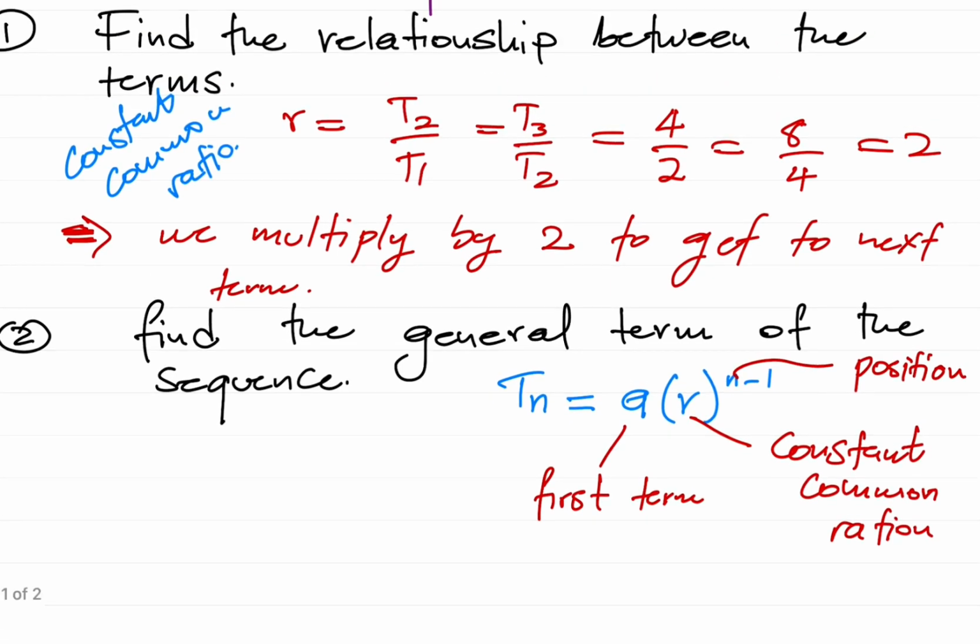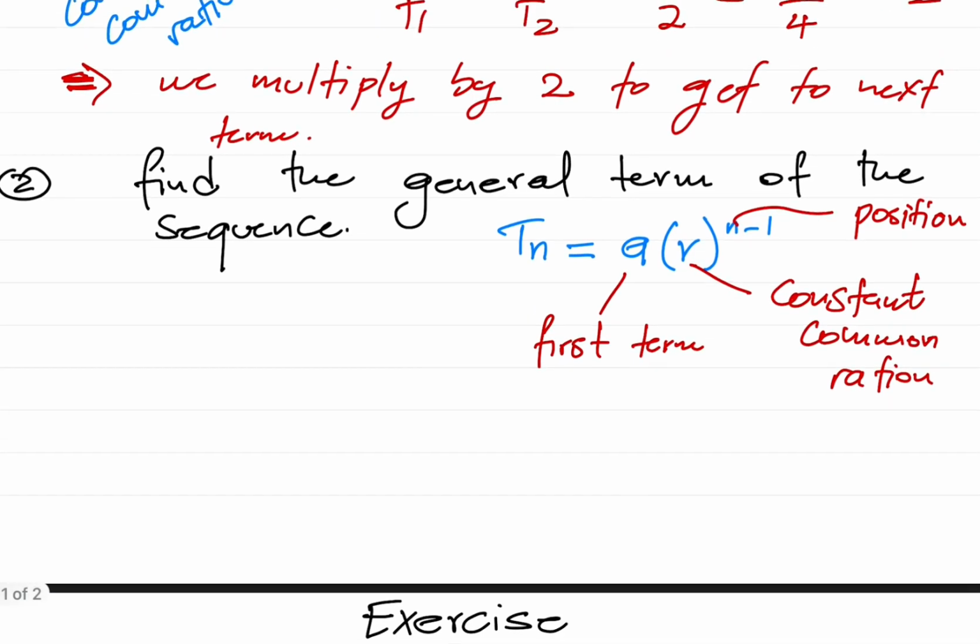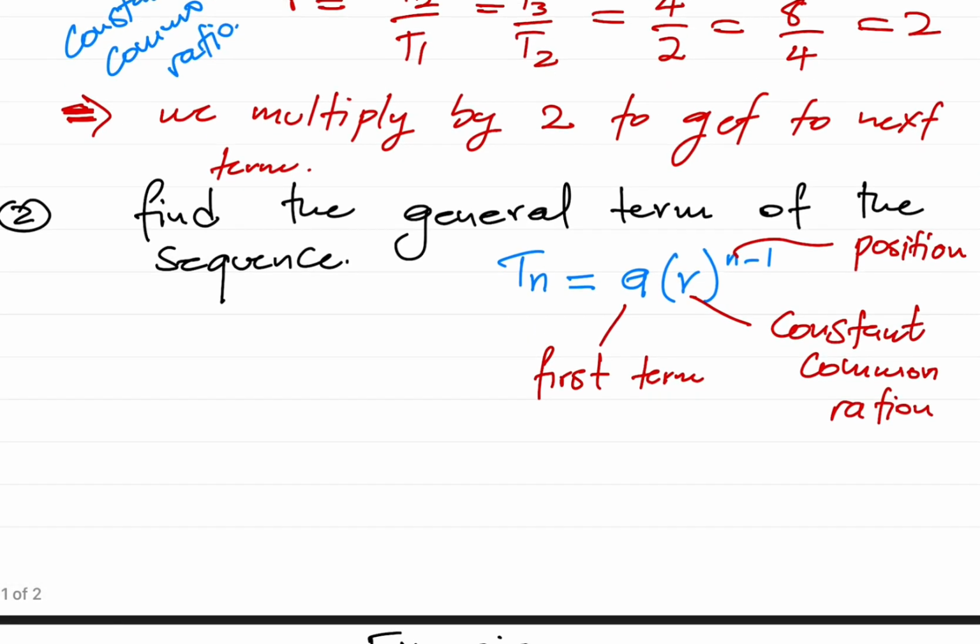N is just a position there. So now for us to find the general term, we will just say Tn is equivalent to a times r to the power of n minus 1. What is a? A is 2. What is r? R is also 2, because we have defined r, then to the power of n minus 1. You can simplify this further if you like.